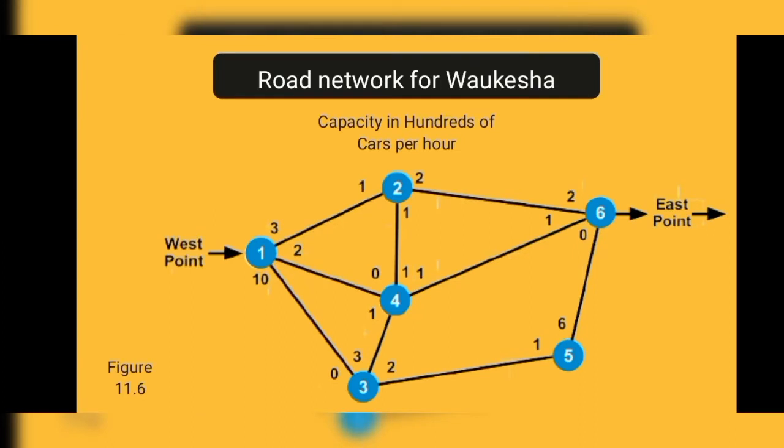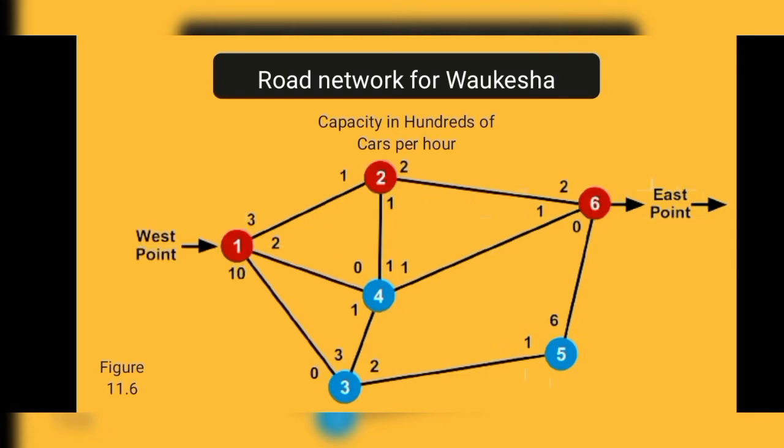So this is the proposed road network for the town. Our first step is to choose randomly any path. We choose the very top one, which is node 1 to node 2 and node 2 to node 6. Then the next step is to find the arc with the lowest capacity available going from the source to the sink. So what are these arcs going from source to sink?